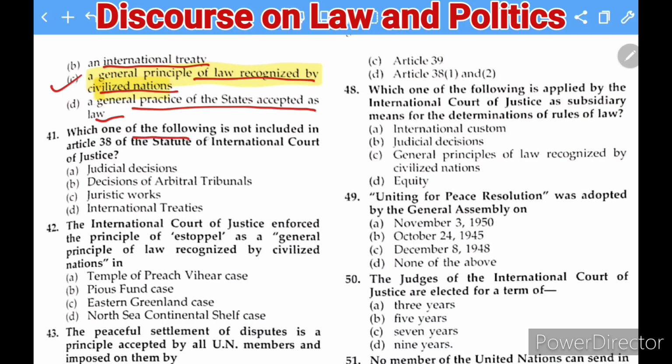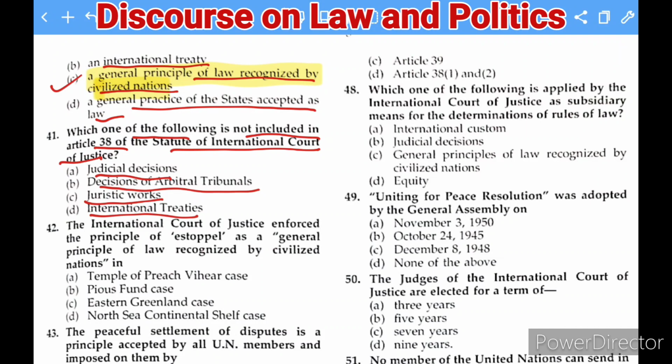Which one of the following is not included in the Article 38 of the Statute of International Court of Justice? Okay, which provision is not included? And the options which are given here: judicial decisions, decisions of arbitral tribunals, juristic works, international treaties. So just give your answer here. I am waiting for your response.